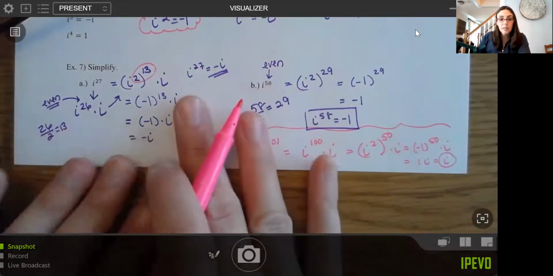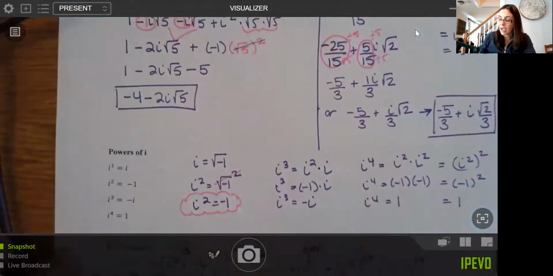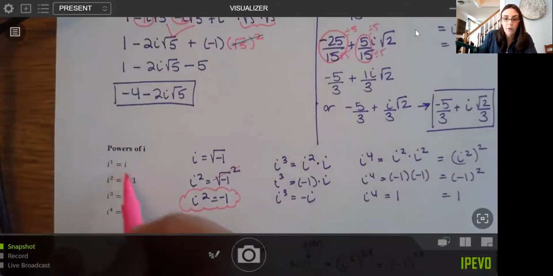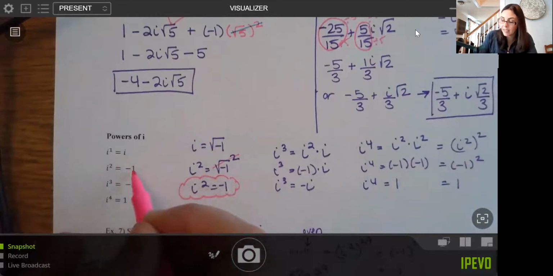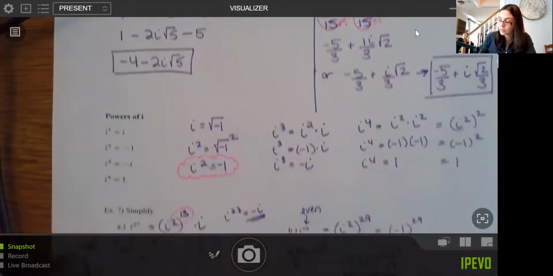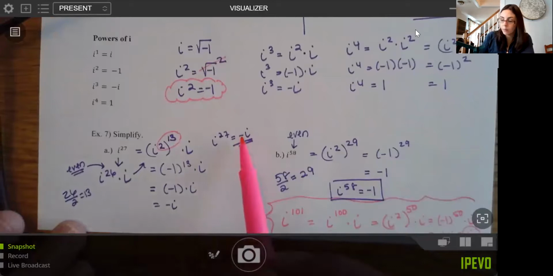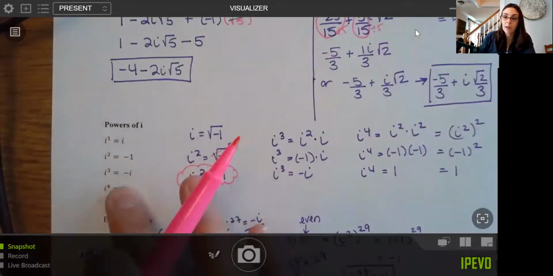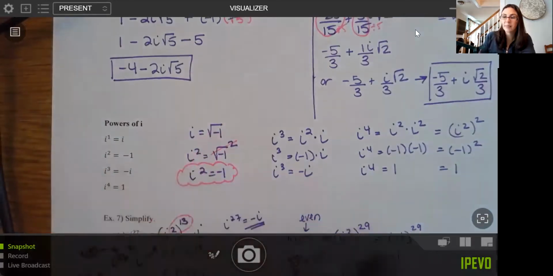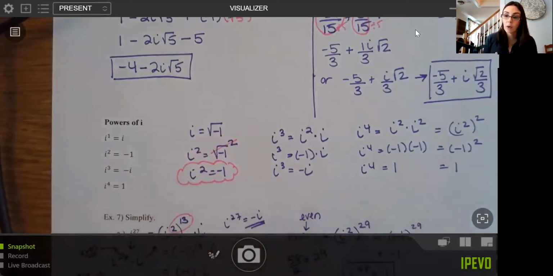What you're going to notice as you go through these powers of i is that you're only going to end up with 4 answers. Either you're going to have i, -1, -i, or +1 for your answer. So here we saw a -i, we saw a -1, and we saw a +i. You can only have one of 4 answers there. They're all going to boil down to one of these 4, because after that, they just keep repeating over and over again. So give these a try.